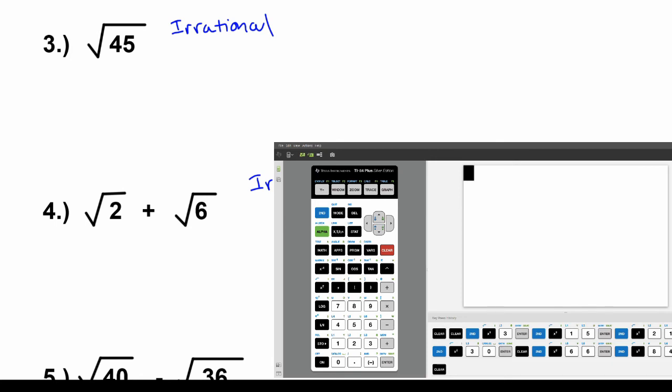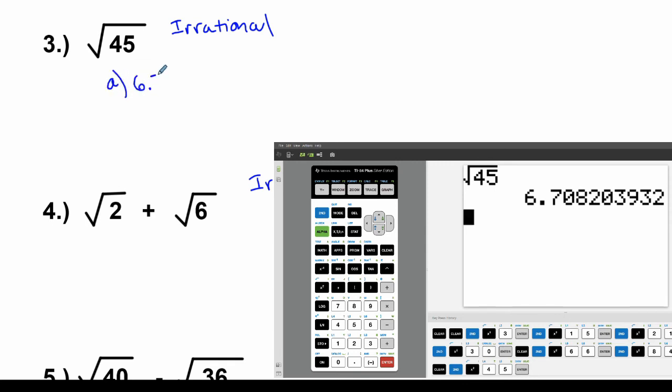So I know 45 is between 36, which is a perfect square, and 49, which is a perfect square. So it should be somewhere between their respective square roots, somewhere between 6 and 7. Let's see. It comes out to about 6.7. So if we were to approximate again, I'd say this is 6.7.